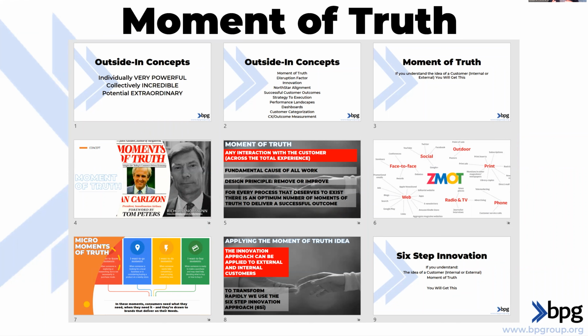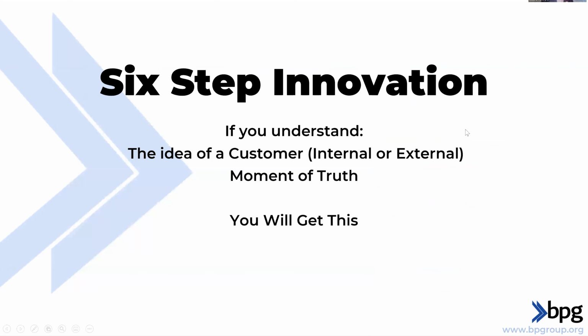It originally grew out of companies like Apple, who were looking beyond the traditional ways of doing innovation and seeing how they could innovate innovation. So indeed, you can take innovation itself and apply this principle of moments of truth to it, and you come up with a new model. So we're going to have a look at how that model, the 6SI, actually operates within the context of moments of truth. If you understand the customer and understand moments of truth, you'll get 6-step innovation.